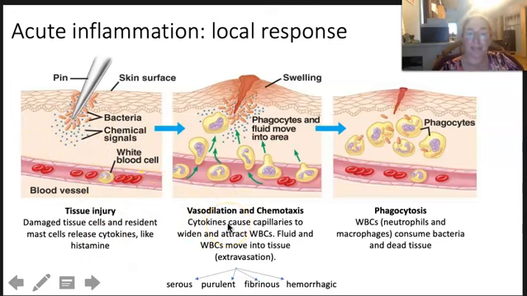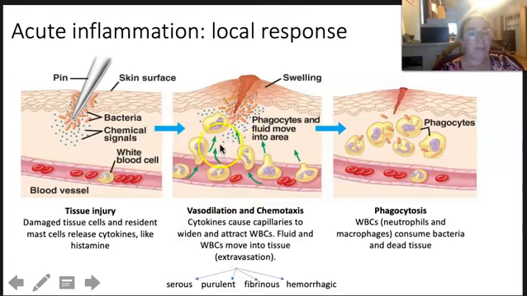The next step is vasodilation and chemotaxis. So these dilated blood vessels bring more blood, and that includes white blood cells, to the site. And those white blood cells are attracted to the site by some of these different cytokines that are being secreted that tell the white blood cells the injury is here, come here, like a fire alarm or something attracting a fire truck. The white blood cells leave the blood vessels.